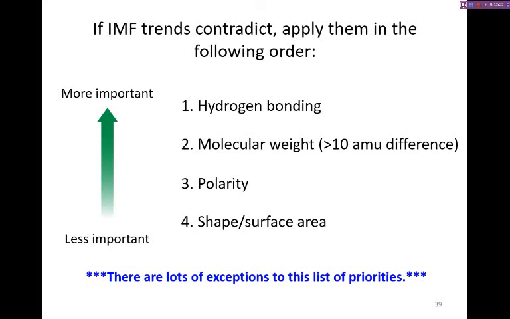Generally speaking, hydrogen bonding is the first thing that you should look for and consider. After that, you want to consider the relative molar masses of the molecules, and you want to do that if they're outside of about 10 AMU difference, or 10 grams per mole. So if we have something that's 95, 97, 99, those are all essentially the same when it comes to London dispersion forces. After we've considered the molar mass, at that point we want to consider polarity, and then the shape and the surface area. Now, these are the priorities, but there are lots of exceptions to this list, and when those occur, that's when you really need the boiling point or the melting point data.